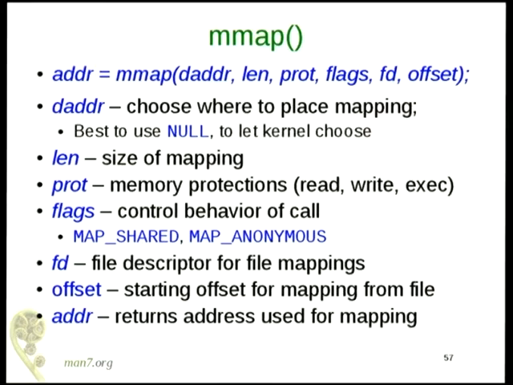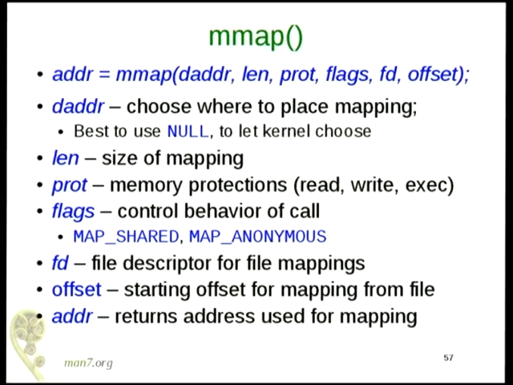First of all, you want to create a mapping. addr says, where do I want that mapping to be in my memory? Normally, you specify that as null, and the system chooses a default value for you to place the mapping. len says how long I want the mapping to be. prot says what protections I want on the mapping. Do I want to be able to only read from the memory, or read and write, or perhaps read and write and execute?